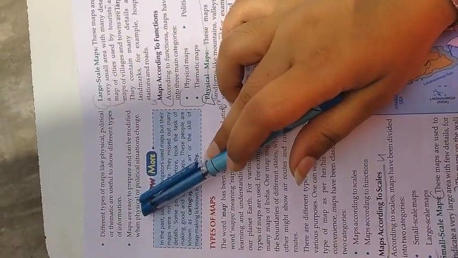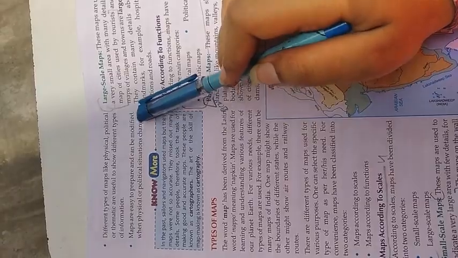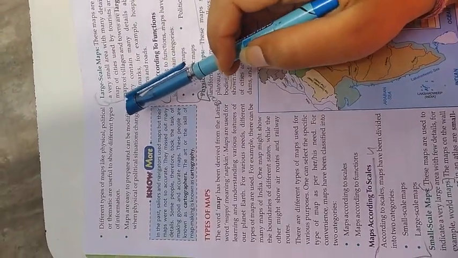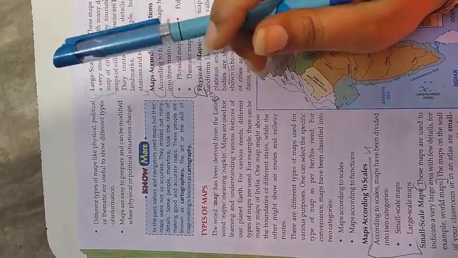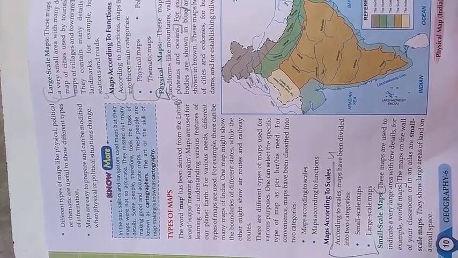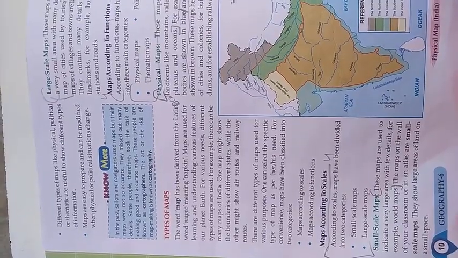Next importance is that maps can be prepared and modified when physical or political situations change with time. For example, in Rajasthan, the water amount was very low in 2014, but in 2021 it improved. We can find some water in some parts of Rajasthan. So the physical properties change, and we can modify maps according to the changes in the parts of India or the world.